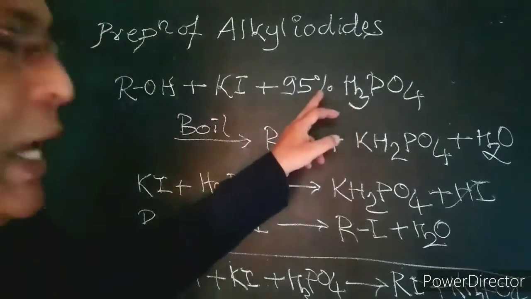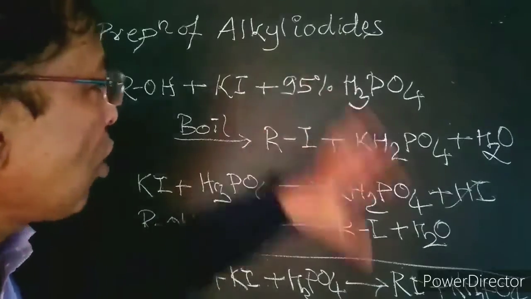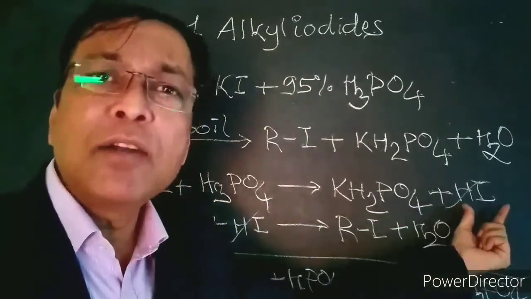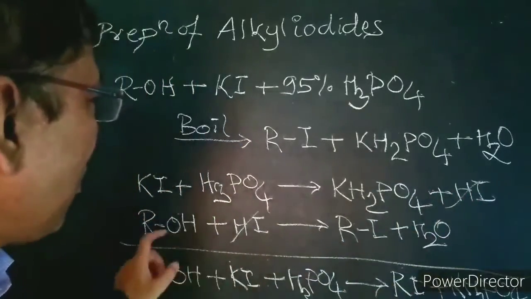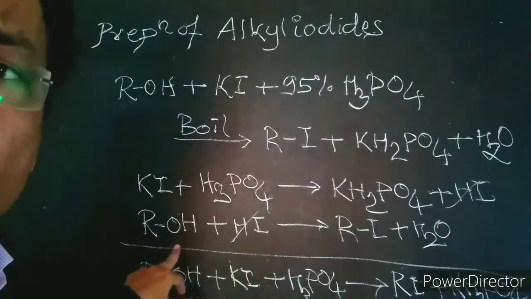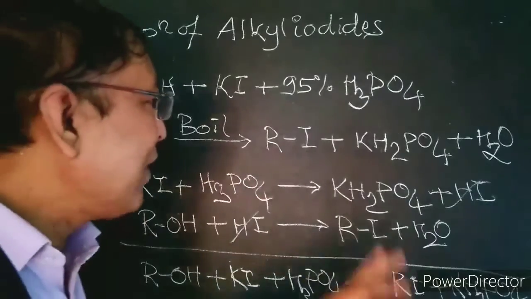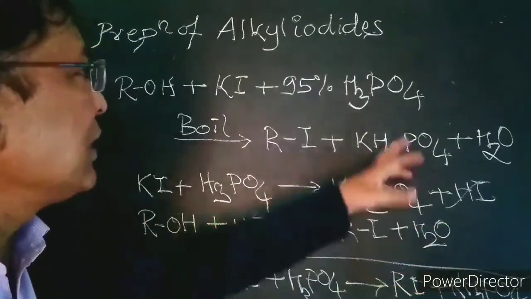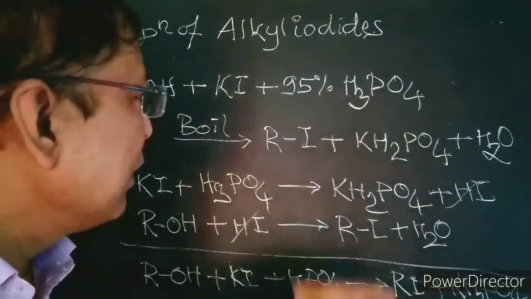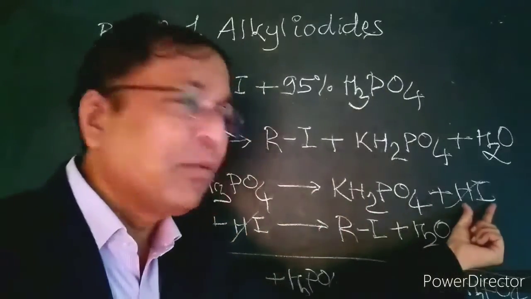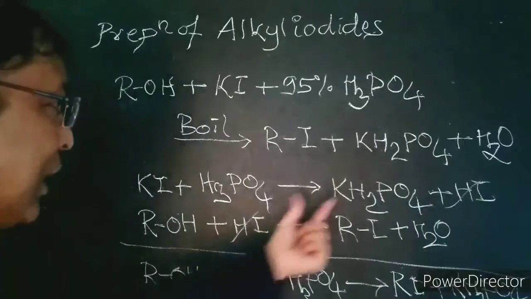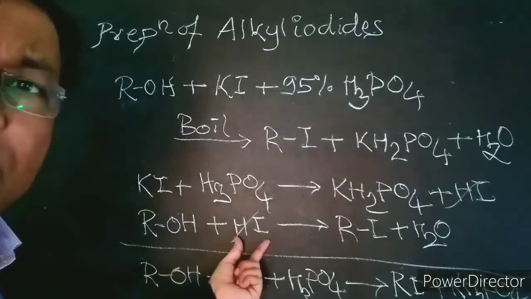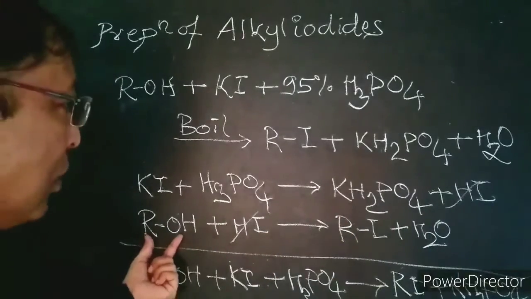If we use H2SO4 here, that will oxidize the hydrogen iodide formed during the reaction. Therefore, HI will not be available for reacting with alcohol. In order to avoid this, instead of sulfuric acid, we use phosphoric acid. Phosphoric acid will not react with HI. Therefore, the hydrogen iodide generated during the reaction is available to react with alcohol, so that we can get alkyl iodides.